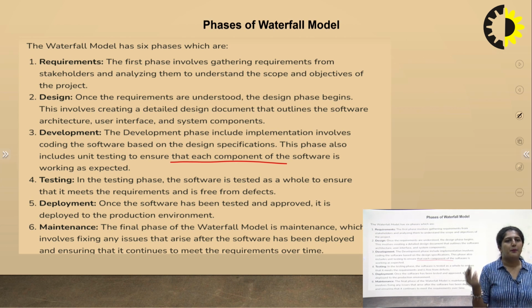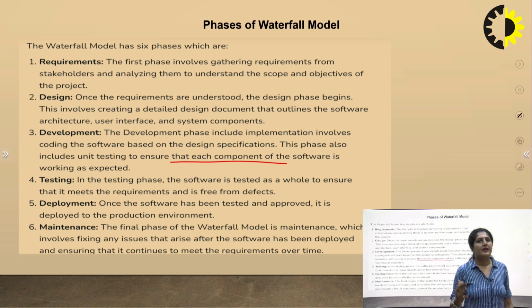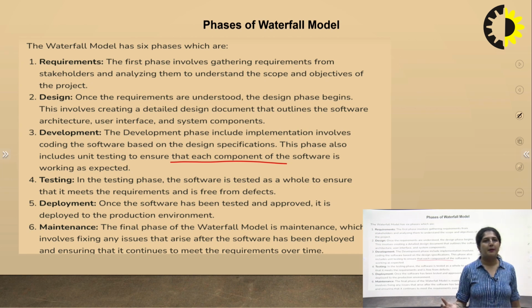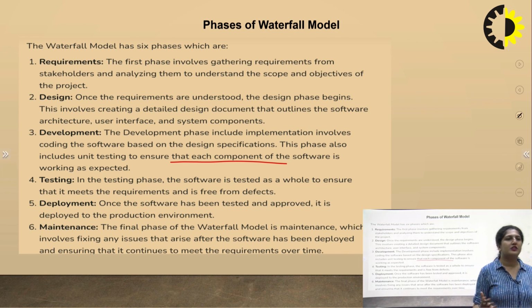Then comes the deployment phase. In the deployment phase, what happens? Once the software has been tested and approved, it is deployed to the production environment, where the production team sets the dates to release that product and takes feedback from the customer. If there is any upgrade, everything comes under the deployment phase.